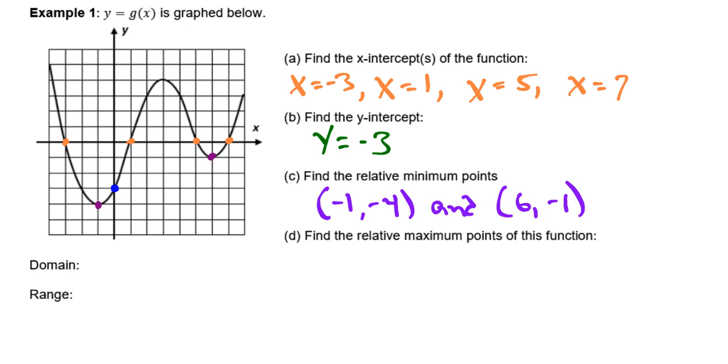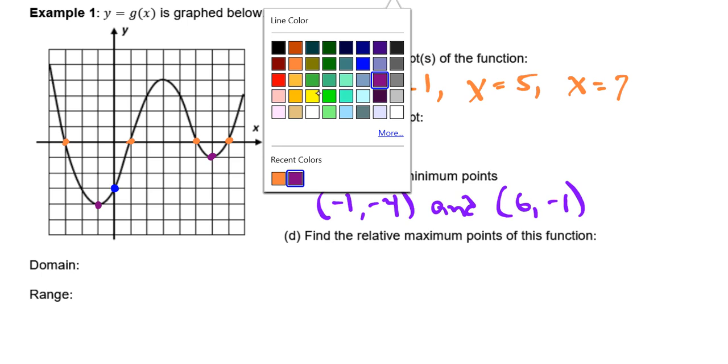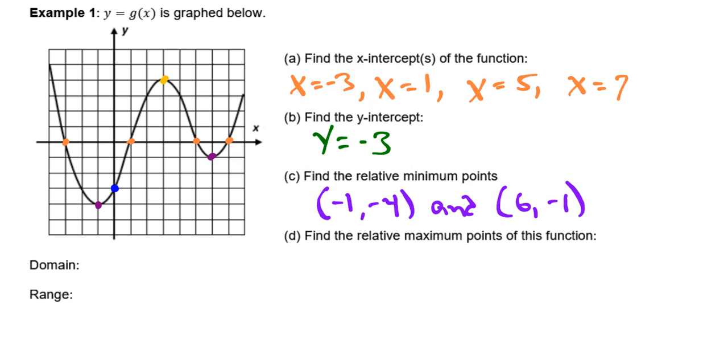The relative maximum points, that's the top of the hill, that was up here. So that is a relative maximum point. Now, relative maximum points means we do not look at the ends of our graph. The ends of our graph, when drawn all the way out to the edge of our graph paper, that implies that our graph will continue on in the same direction forever. So when our graph is drawn to the edge of the paper, that means the graph continues on in that same direction forever.